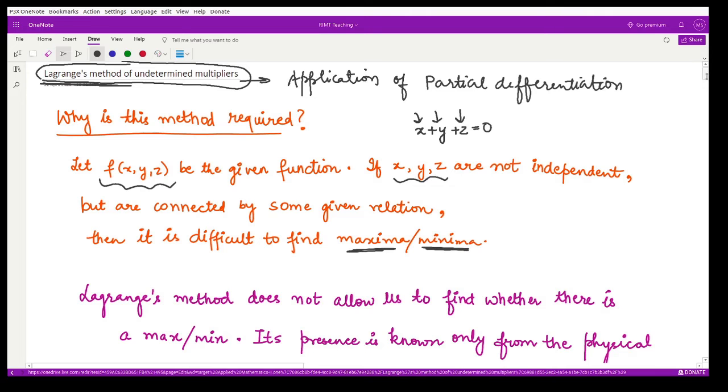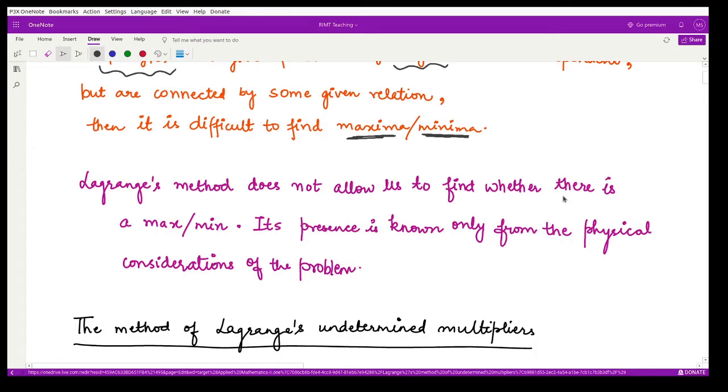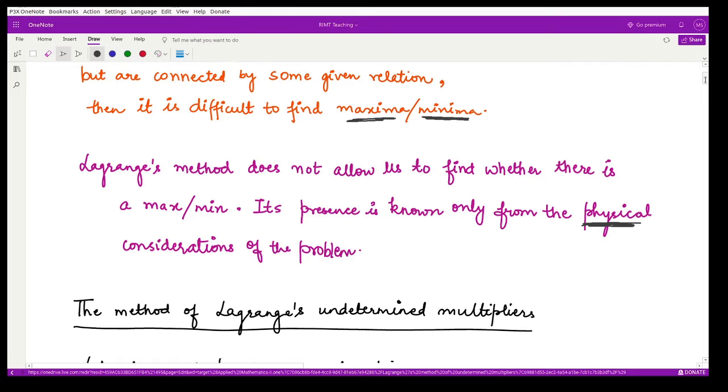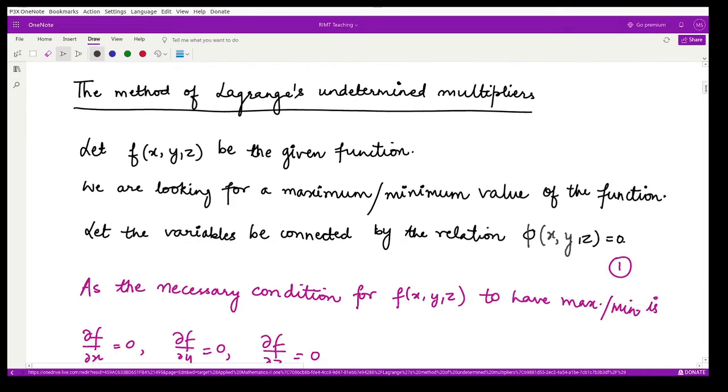So what does Lagrange's method do? It does not allow us to find exactly whether there is a maxima or minima, but we can use this method whenever there are some physical restrictions on the given problem. So that means whenever some physical considerations of the problems are being discussed or are being given, we can use in that case Lagrange's method. So what does this method say, or how do we use this method?